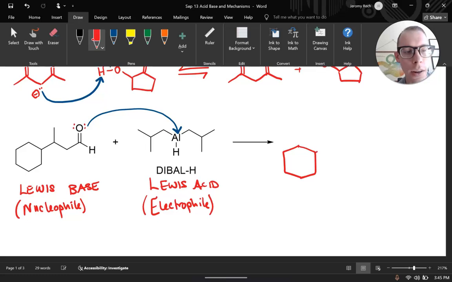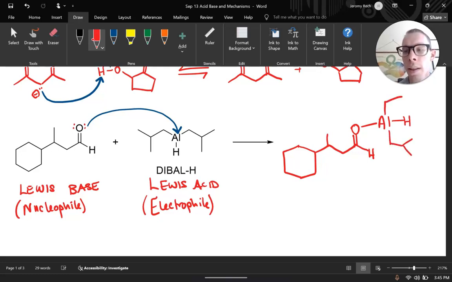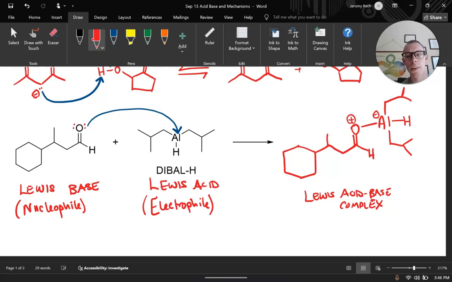So we have a 6-membered ring, 1, 2, 3, 4, with our oxygen, and now I have a new bond to my aluminum, which has a hydride and these little branches. My oxygen now carries a positive charge, and my aluminum now carries a negative charge. And this is my Lewis acid-base complex. And this is actually the key reactive intermediate in the reduction reaction that Dibal does.